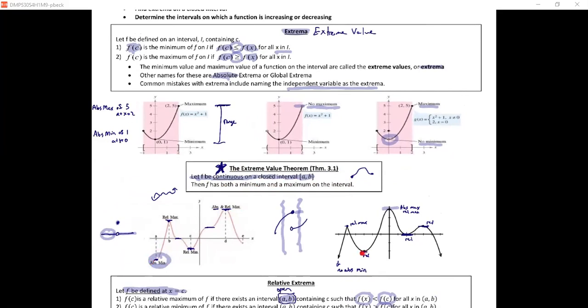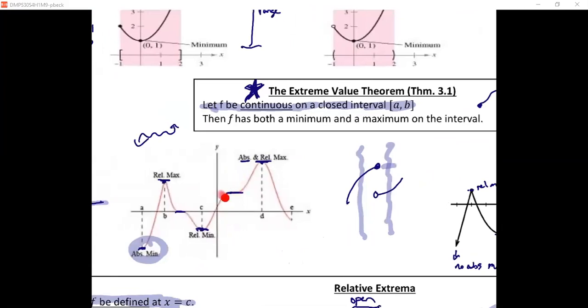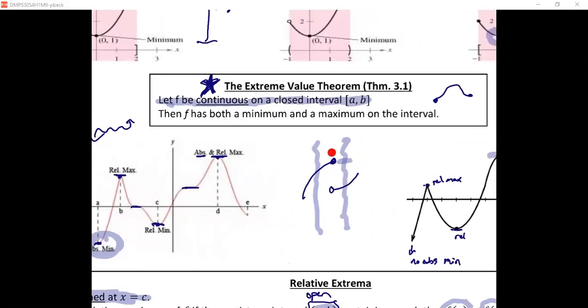Relative maxes and mins tend to occur where the slope is zero, but not always where the slope is zero. This is a relative max here, but there is no slope of zero there. So what's going on? This is a non-differentiable point. And if you look, we have another one of those right here as well.